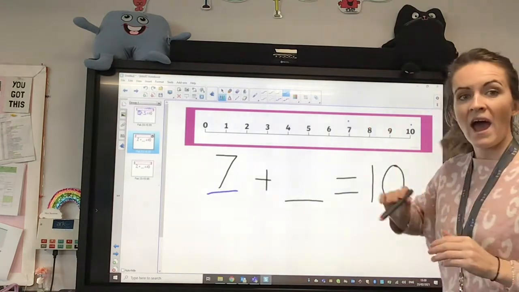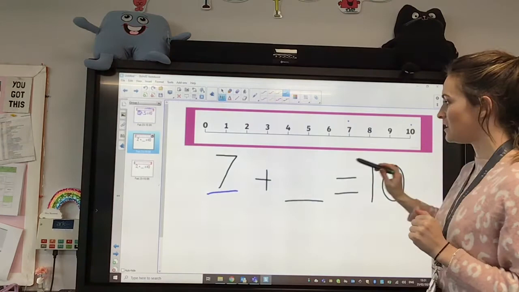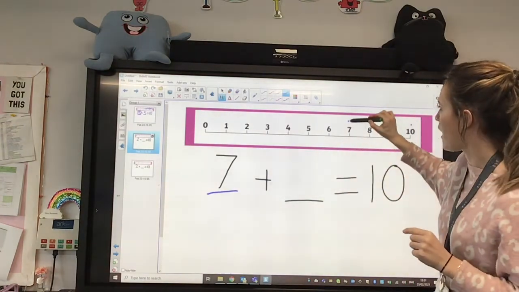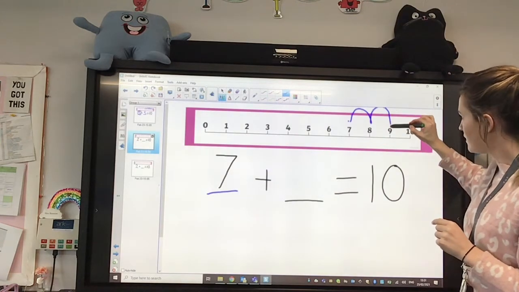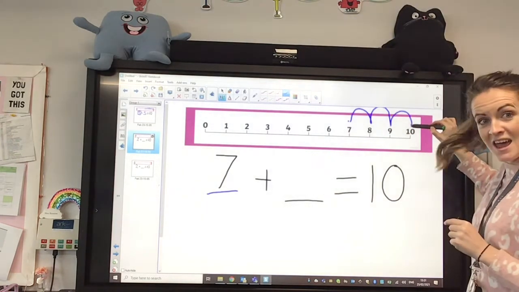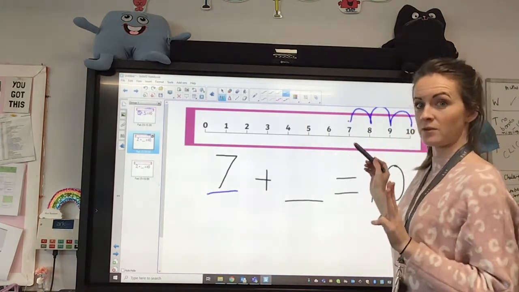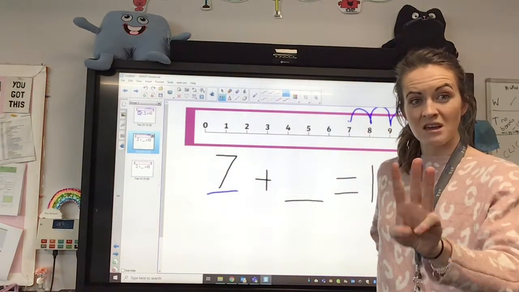And we're going to do our rabbit hop jumps again to find out how many jumps we need to do and what number is missing. Are you ready? You're going to help me? So 1, 2, 3. So we did 3 jumps. Let's just check. 1, 2, 3. So we did 3 jumps to get to 10.